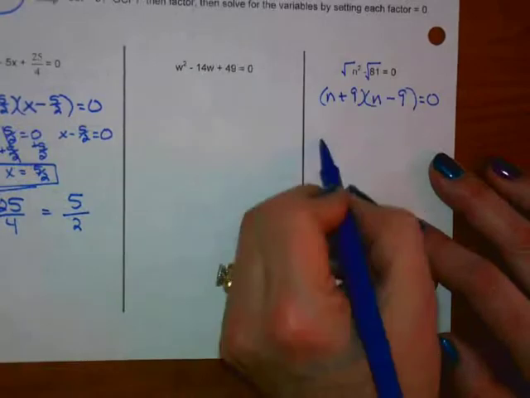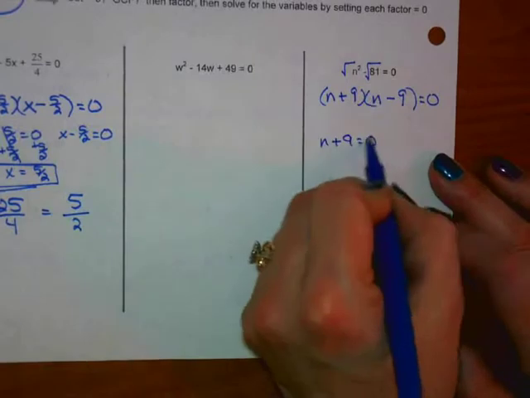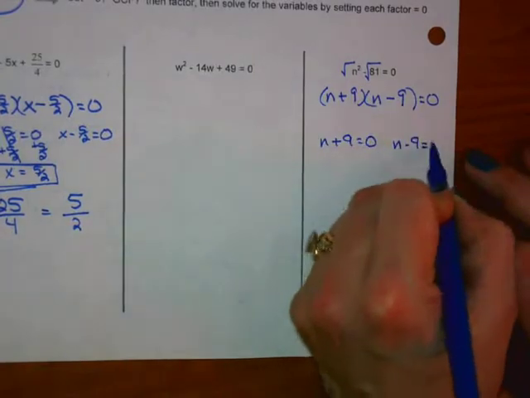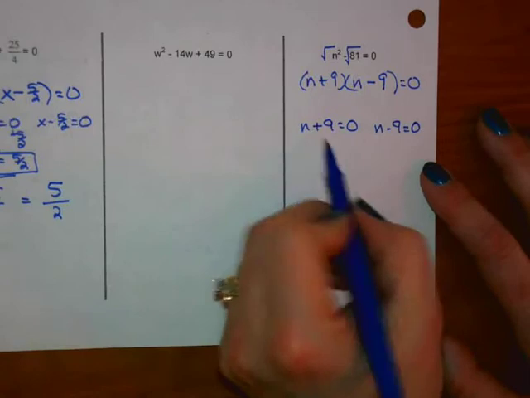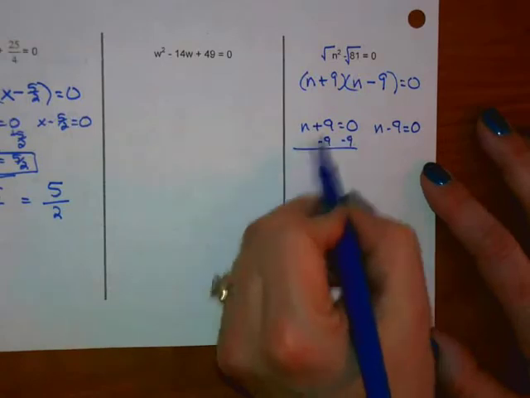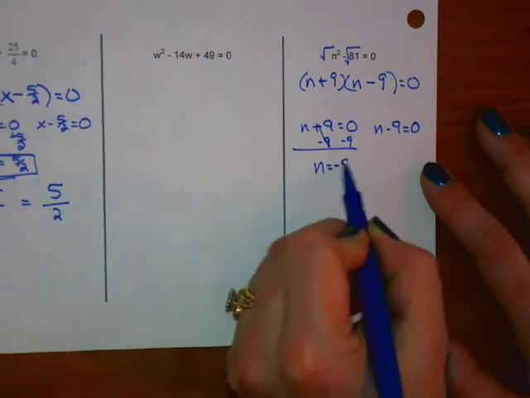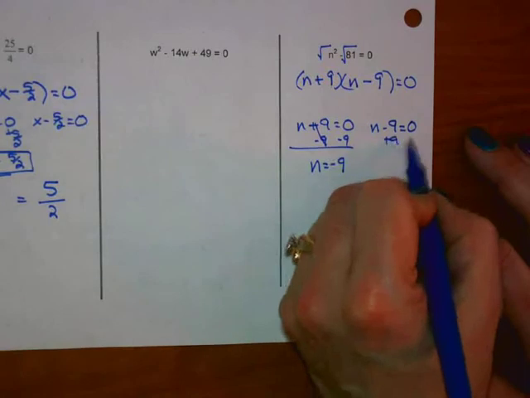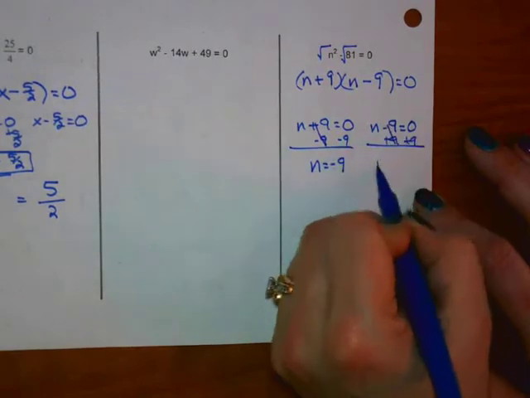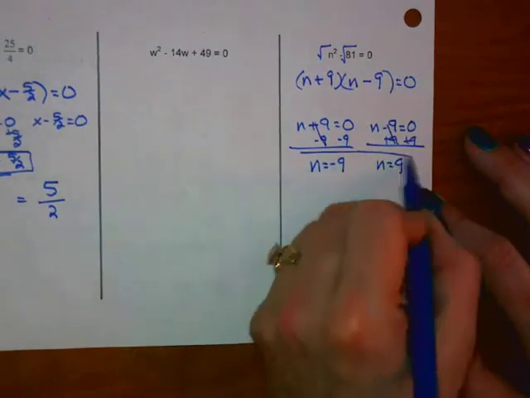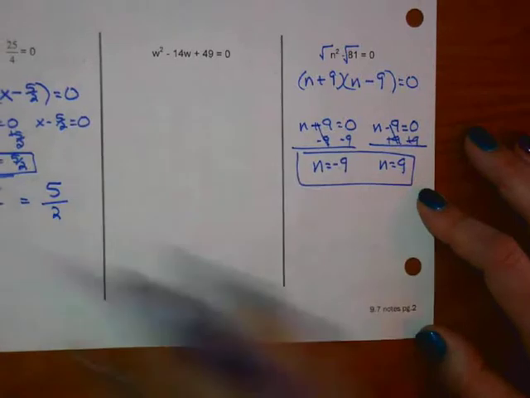So then you set each factor equal to 0. Because you got to solve for this one. Subtract 9. N equals negative 9. Add 9. And n equals 9. So there you go.